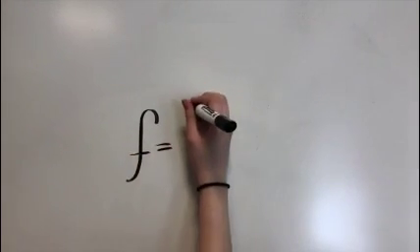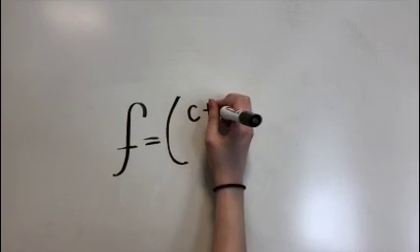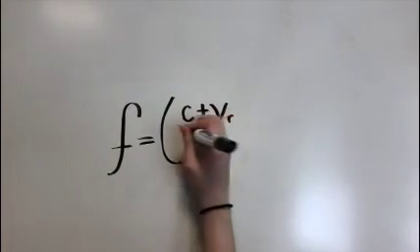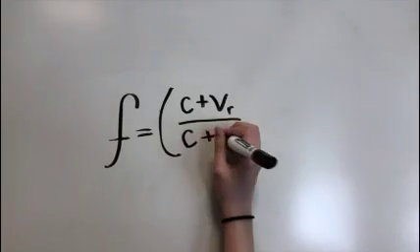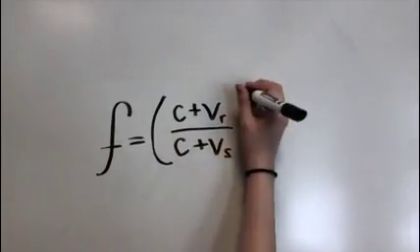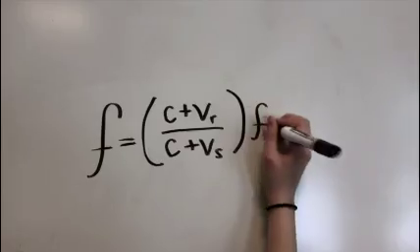The equation is given where c is the velocity of waves in the medium, Vr is the velocity of the receiver relative to the medium, Vs is the velocity of the source relative to the medium, f is the observed frequency, and f0 is the emitted frequency.